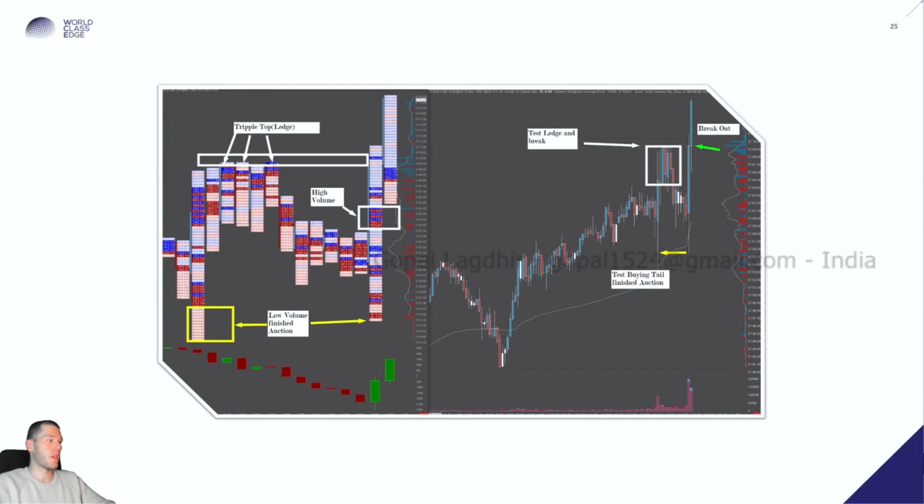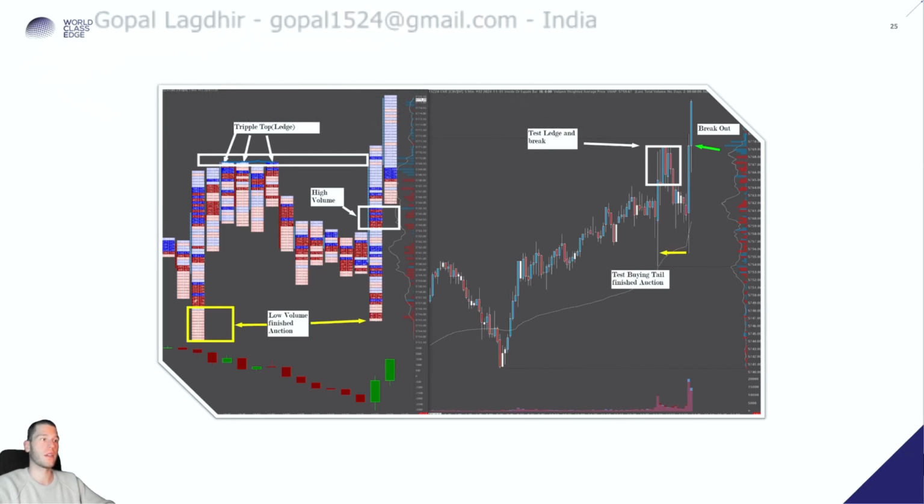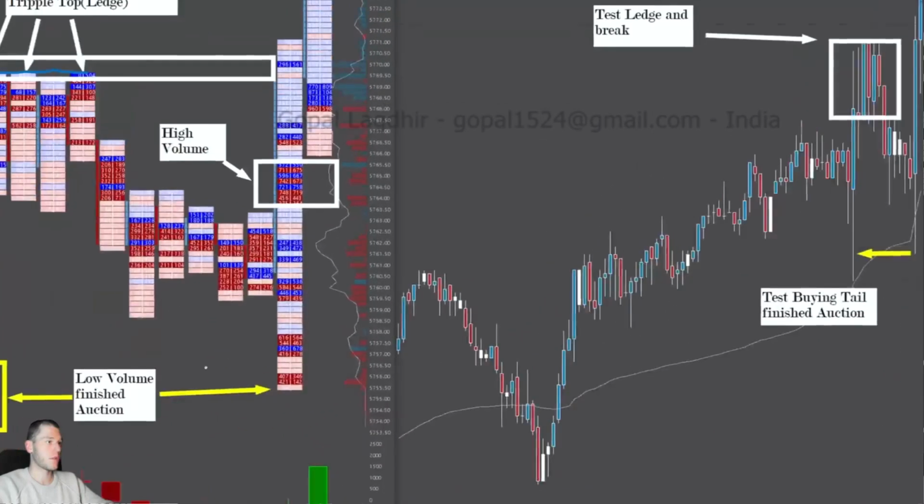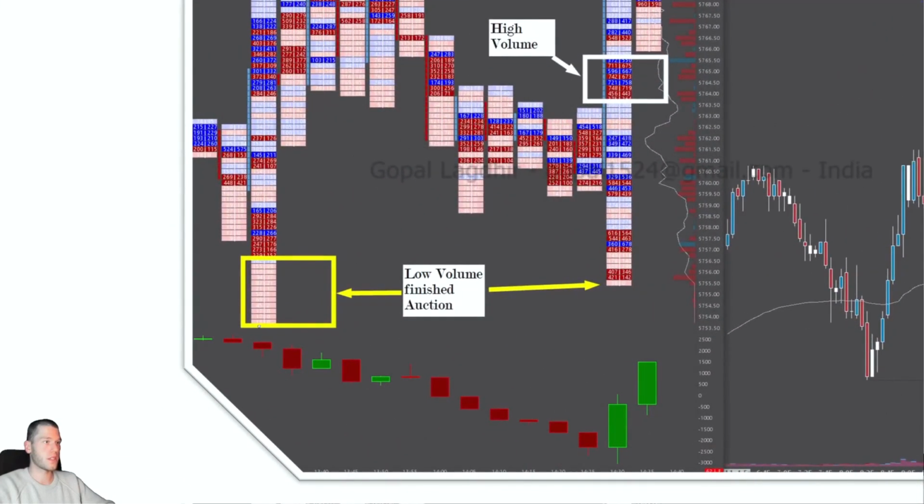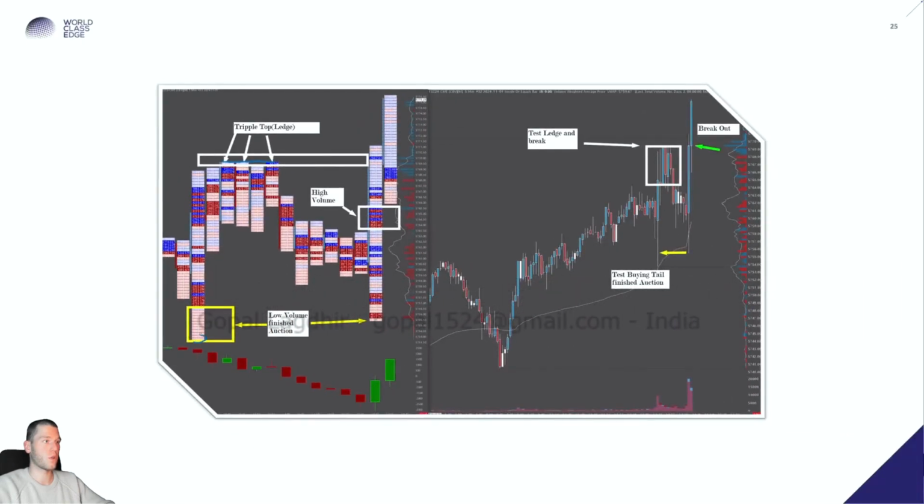In this example, we have a triple top. We have a triple top on the left side. So you can see this price level is tested 3 times, so it is a very, very weak high. Furthermore, we have a finished auction. Can we zoom in here? Yes, we can zoom in. So you can see we have a finished auction down there, which is very good. So we have a strong low and we have a weak high.